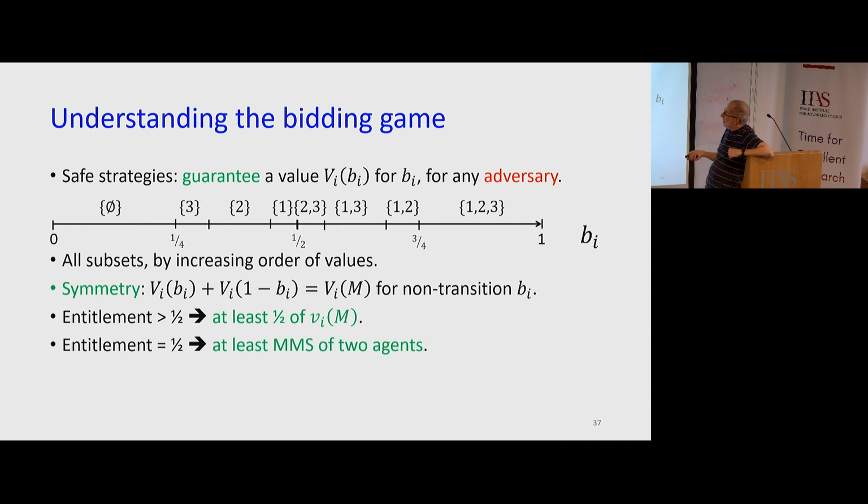It also shows that if your entitlement is exactly half, you should be able to get at least your MMS. And since both agents can have entitlement half, this means that each one of them gets at least their MMS. So if they have the same valuation function, it means that you got the MMS partition for two agents, which is NP hard to find, which means that the optimal strategy in the bidding game is in fact NP hard. There's no polynomial time strategy which is optimal for the bidding game.